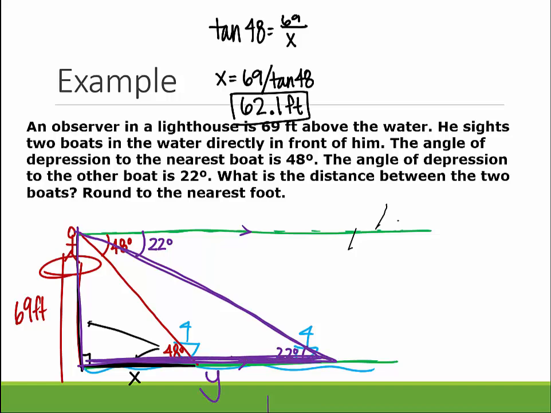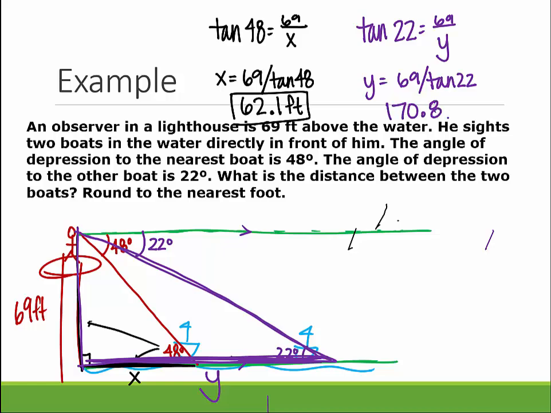So let's call that a different letter. Let's call it y. So again, we have opposite and adjacent. So we're going to take the tangent of 22 degrees is 69 over the y that we don't know. And if we rearrange this, we get 69 over tangent of 22. And if we plug that in our calculator, we get 170.8 feet.